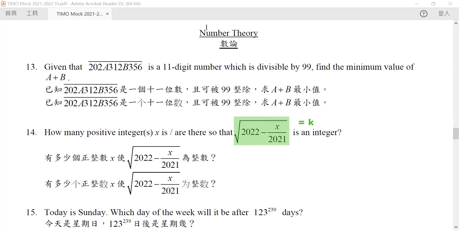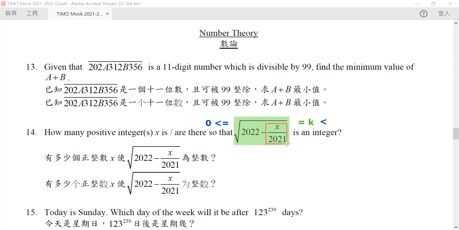But before we do this, we want to know, what's the range of this k? We know that this must be greater than or equal to 0, because this is an integer that comes from a square root of a number. A square root must be bigger than or equal to 0. But for k, we are taking 2022 minus something. Why? Because this part is always going to be greater than or equal to 0, right?